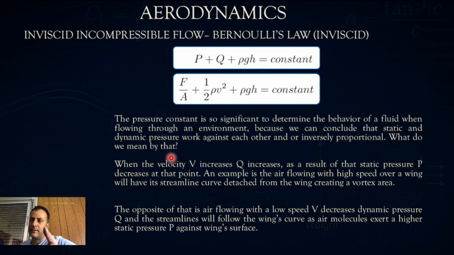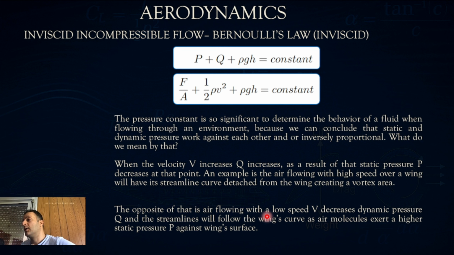So what do we mean by that? They are inversely proportional. When the velocity v increases, q or dynamic pressure increases. As a result of that, static pressure p decreases so as to make the entire equation constant. It decreases at that point. An example is the air flowing with high speed over a wing, which will have its streamline curve detached from the wing, creating a vortex area. So this will form a low static pressure area because it's no longer pushing as hard against the wing. Meanwhile, the dynamic pressure will overcome the static pressure. The dynamic part of the pressure will become much stronger than the static one.